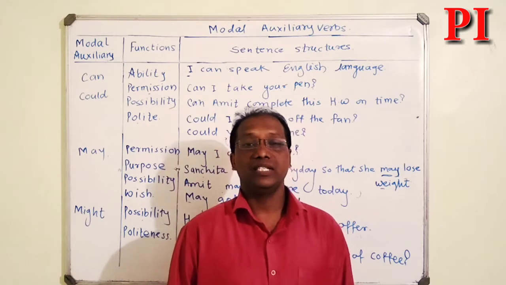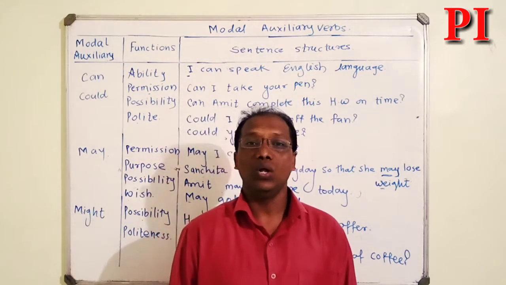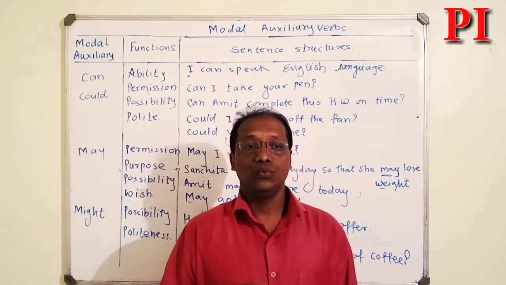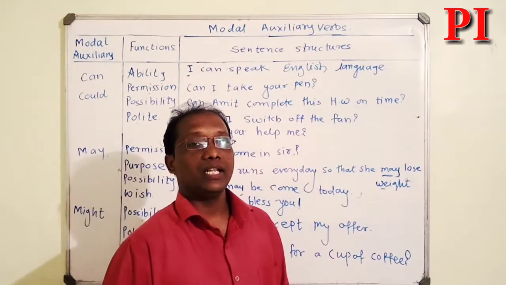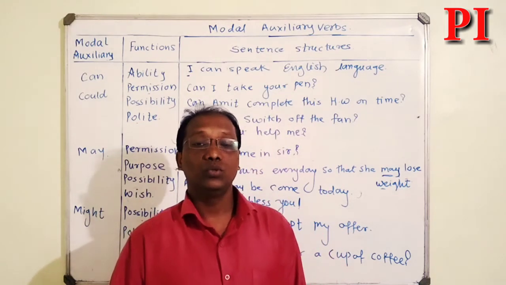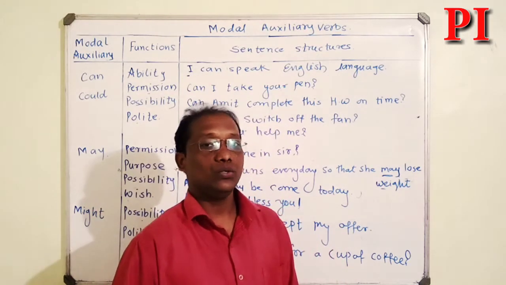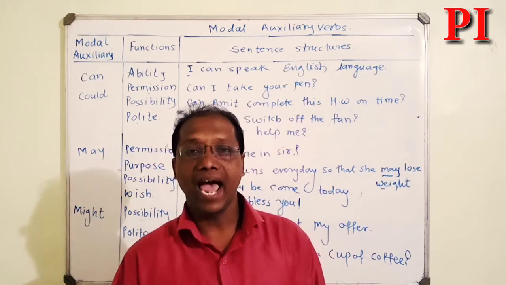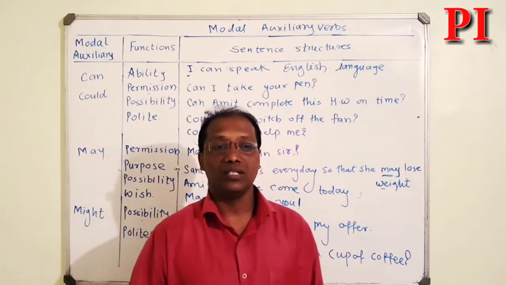We will see first. To be verb, to do verb, to have verb. These are all the primary auxiliaries. To be means am, is, are, was, were. These are all the to be primary auxiliary verbs. Then to do: do, does, did. These are all the to do primary auxiliary verbs. Then to have: have, has, had. These are all the three to have primary auxiliary verbs.